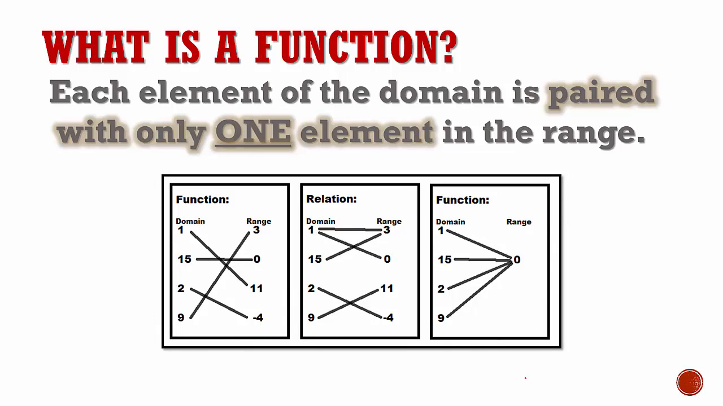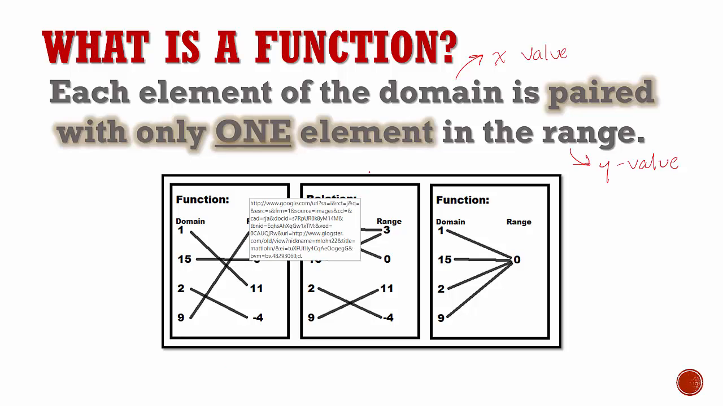Alright, so a function is when each element of the domain, or remember, domain x value, is paired with only one element in the range. So y value. So that means for every x, there can only be one y. So for example, all of these, we have 1 for our x value, which is 11 in our y value, 15 and 0, 2 and 4, 9 and 3. So this here, that is a function.